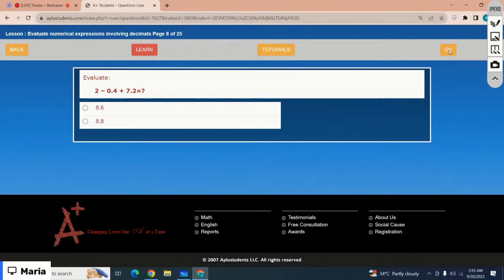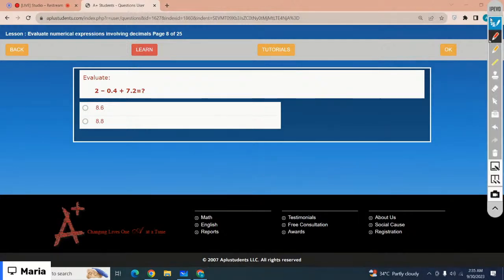Okay, the next one is 2 minus 0.4 plus 7.2. So, which is the correct option? You have to go from left to right, right? So, first you have to subtract them. 2 minus 0.4 is, you have to do 2 minus 0.4 first. So, when you subtract, it would be 1.6. So, then you have to add 1.6 plus 7.2 is 8.8. The correct option is 8.8, right?